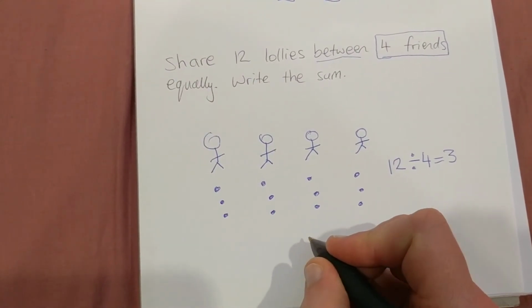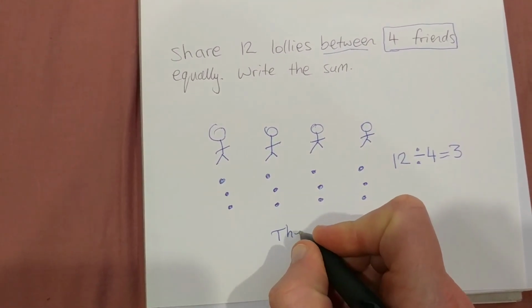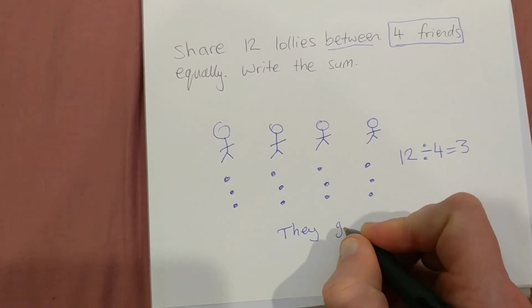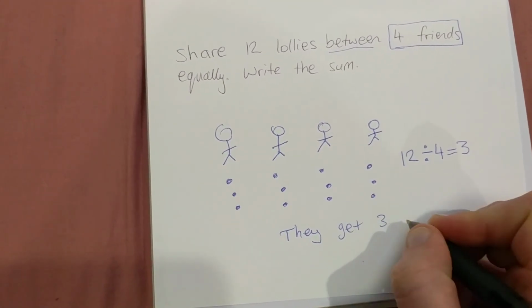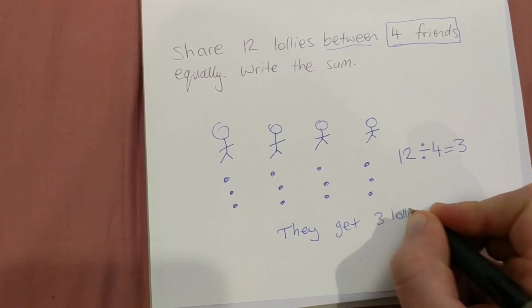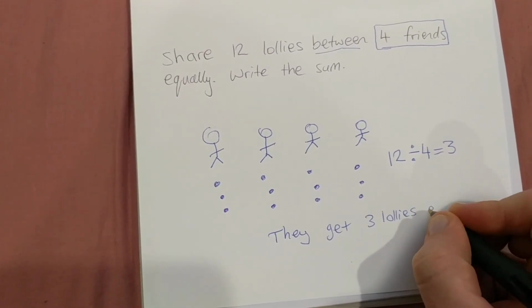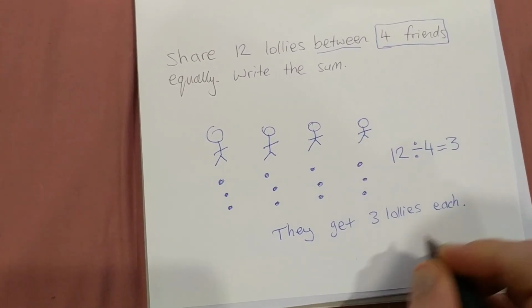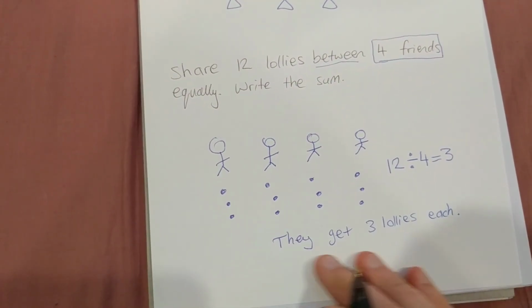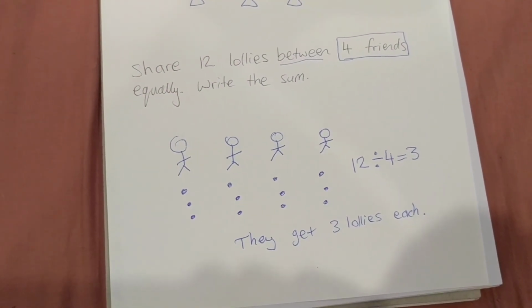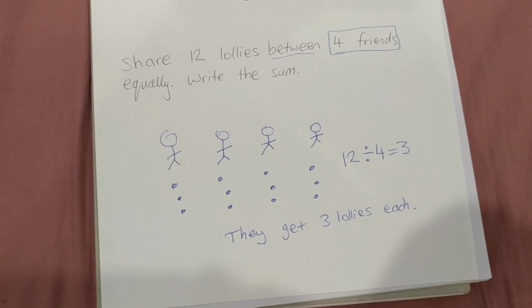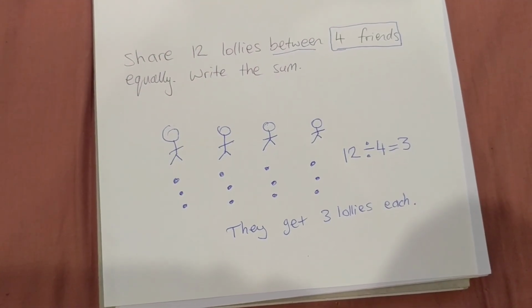And to make it really clear, you could write something like, they get 3 lollies each. And that makes it really clear. You've done the picture, done the sum, and you've also explained the answer as well. That's the kind of thing we'd expect you to write on your tests or in your workbook.